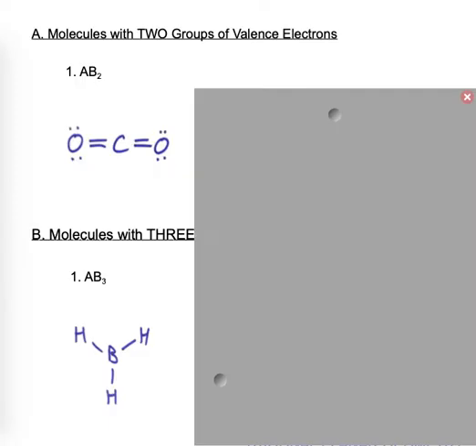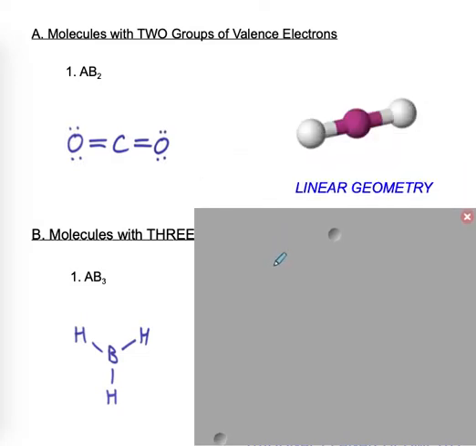Let's consider molecules that have only two groups of electrons around the central atom. We'll classify that as an AB2 type molecule. Carbon dioxide is a good example. Notice it doesn't matter that the CO bonds are double bonds. No matter how many electrons are shared, the bonding group of electrons behaves as a unit. The bond angle between the two CO bonds is 180 degrees, and we will call this a linear geometry.